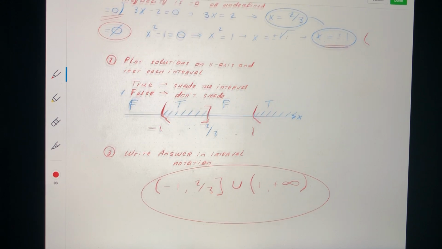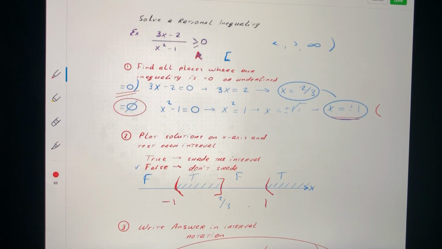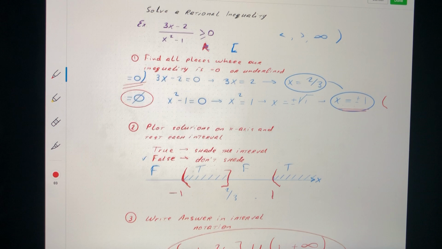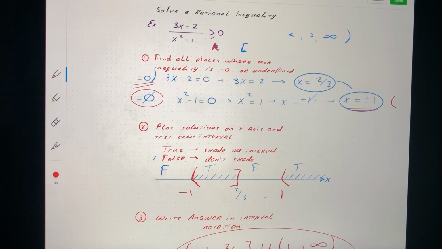And that's how to solve a rational inequality using a calculator and by hand.